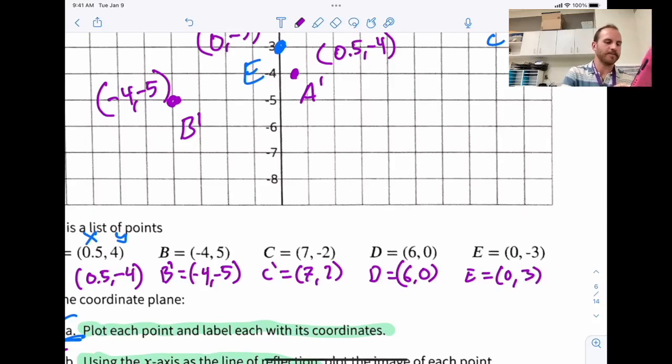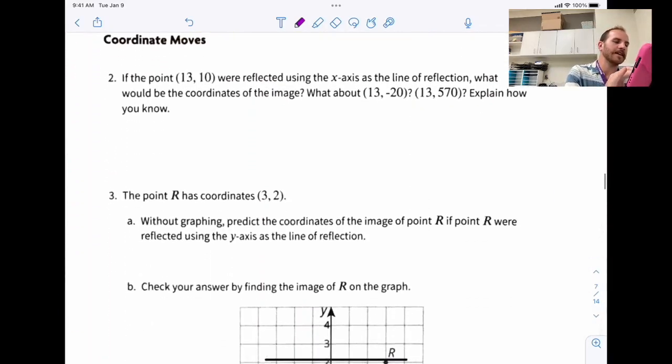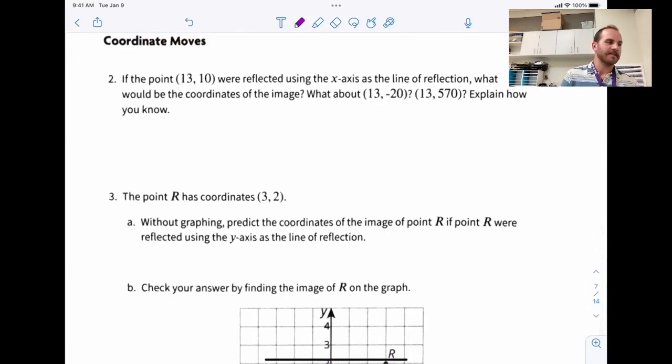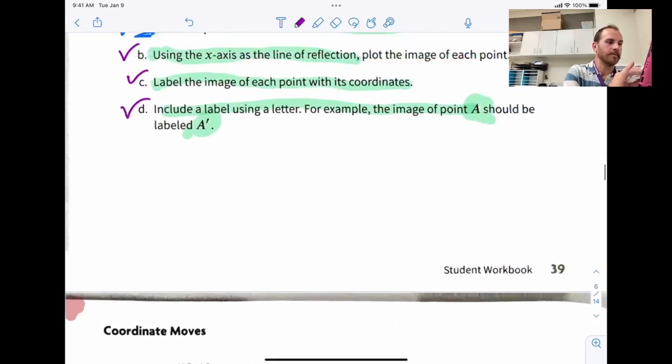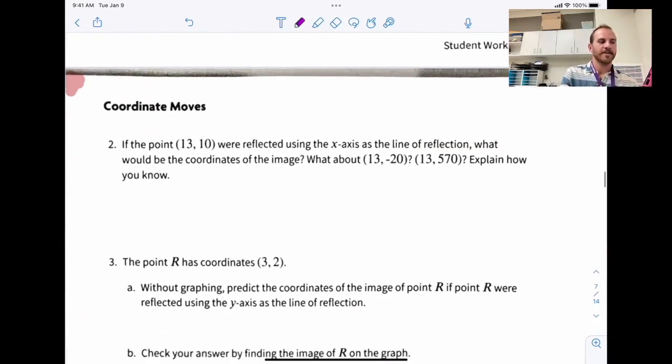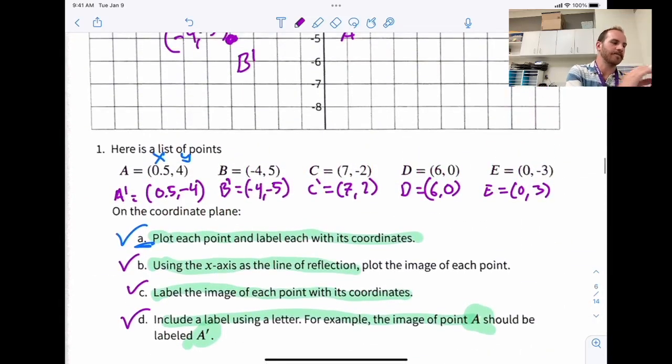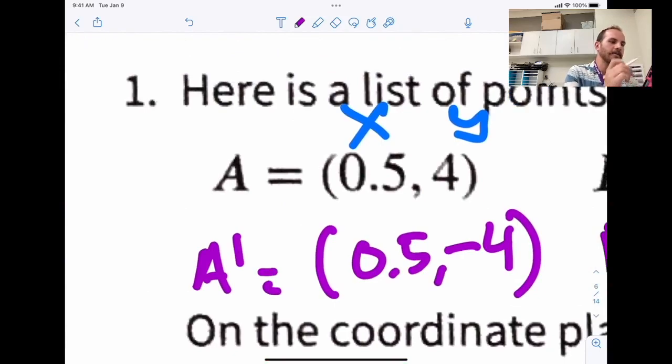Fantastic. If we go on to the next page, number 2 asks, if the point 13, 10 was reflected using the x-axis as a line of reflection, what would be the coordinate of the image? What about 13, negative 20 or 13, 57? This looks complicated. I can't plot those points on this grid, maybe I can't even plot 13, 10. So let's look at what we just did. A went from 0.5, 4 to 0.5, negative 4. What's the only thing that changed there?